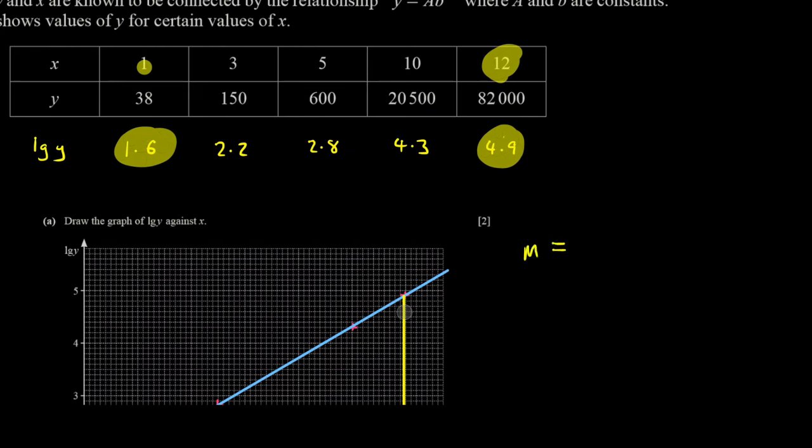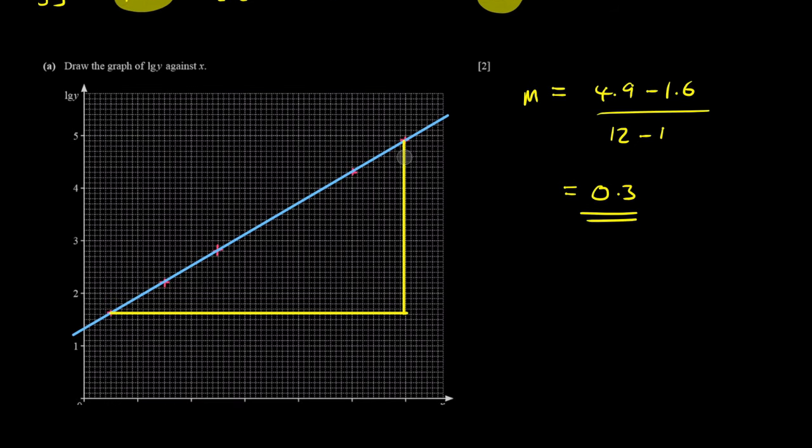The gradient m is going to equal y2 minus y1, so 4.9 minus 1.6, over x2 minus x1, which is 12 minus 1. Now if I key that into my calculator, 4.9 minus 1.6 is 3.3, and then divided through by 11 is 0.3. So I get a gradient there of 0.3. And what's my y-intercept? Well, I'm probably going to get this a little bit inaccurate, because I have to use the laptop screen, but I think that is 1.3. Could be 1.2, something like that.